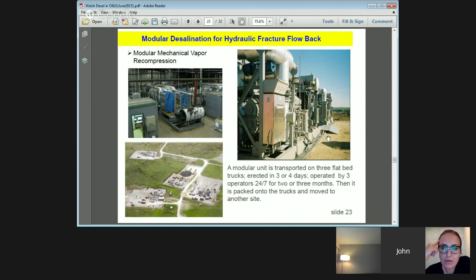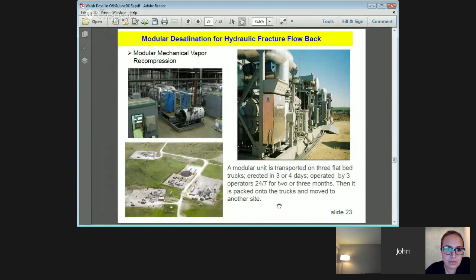You can see that this is all skid-mounted equipment which comes on the back of a truck. It's set up, operated by 3 operators 24/7 for 2 or 3 months, and then it's dismantled from this well site after all of the hydraulic fracturing is accomplished, and then moved on to another site.